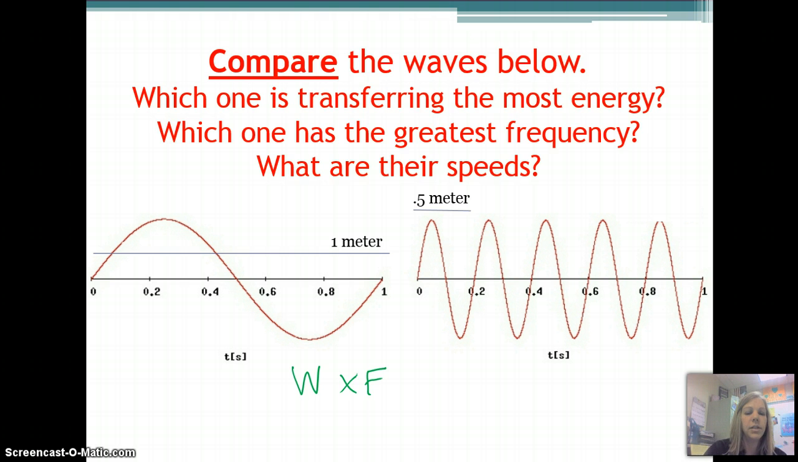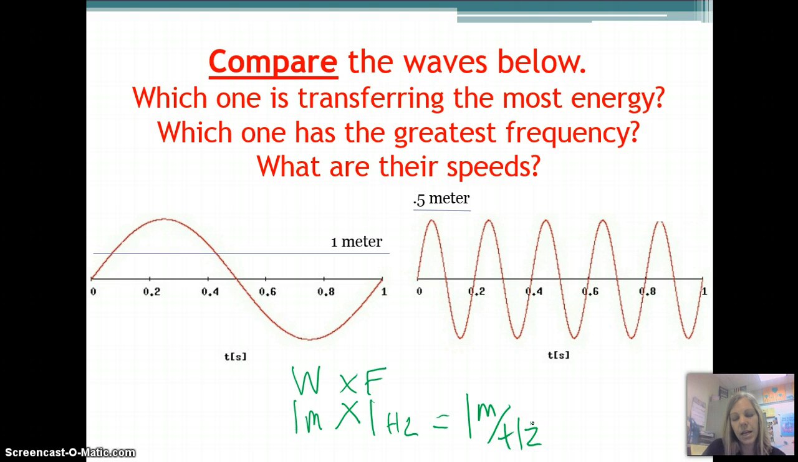All right, so let's see how you did. We said that there was one wave and it's showing a distance of 1 meter. So that is the wavelength, and there is only 1 hertz because there was one wave in that second. So your answer would be 1 meter per hertz.